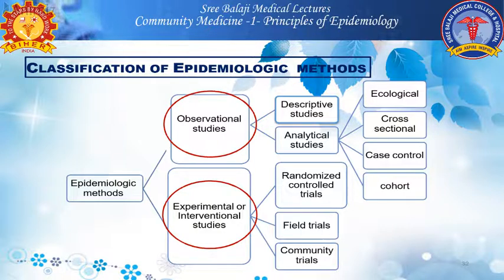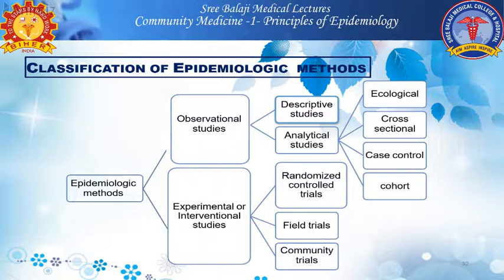In analytical studies, we take the hypothesis that we have arrived at through a descriptive study and we further investigate. So analytical studies can also be called testing of hypothesis. Under analytical studies, the basic designs are cross-sectional, case control, cohort and ecological. Under the experimental or interventional arm, we have randomized control trial, non-randomized control trial, field trial, community trial, vaccine trial, animal trials, and the list goes on.